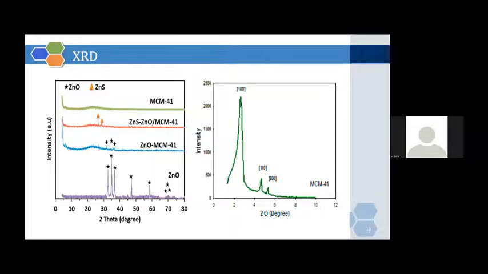For zinc oxide MCM, the peaks of zinc oxide have a small shift to slightly lower angle with very low intensity. For zinc sulfide zinc oxide MCM, the peaks attributed to zinc sulfide appear. The low intensity peaks of zinc oxide in zinc oxide MCM and zinc sulfide in zinc sulfide zinc oxide MCM are attributed to the low concentration and good dispersion.